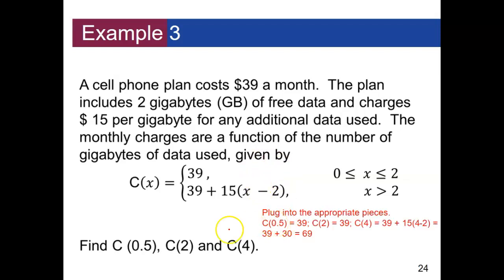Okay, the first one, for 0.5, you're going to plug it into this first piece here because 0.5 fits here. So my answer will be 39 for this one. If I'm plugging in 2, 2 is actually going to fit here as well. So my answer would be 39. And then 4, 4 is going to fit into the second piece. So I'm going to have 39 plus 15 times 4 minus 2. So that's going to be 39 plus 30, which gives me 69 for my answer.